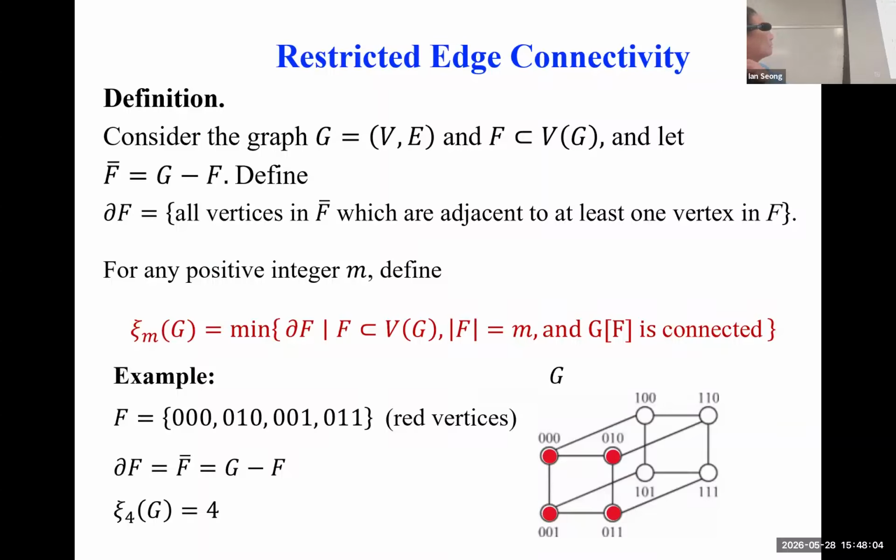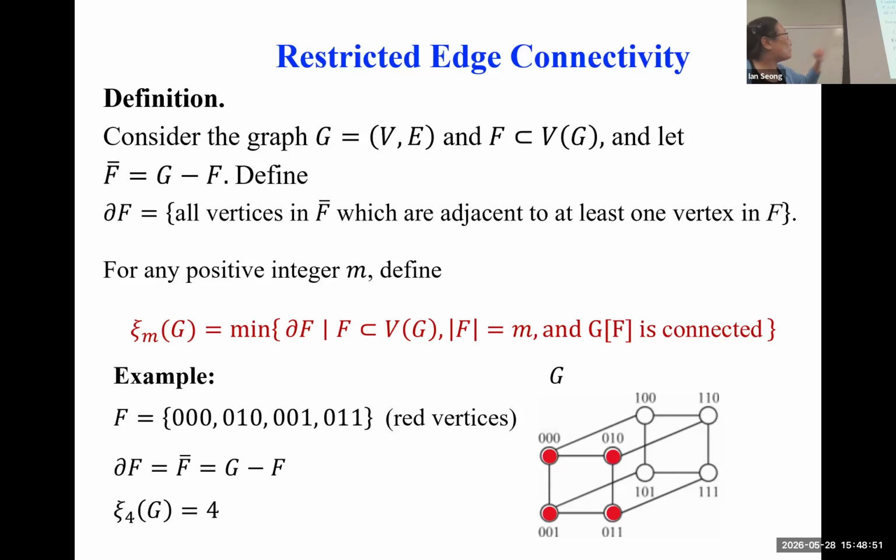To get those numbers, there is a related number to lambda M. We take a subset of vertices F, and then take the rest, G minus F. The partial F is all the vertices in F bar which are adjacent to at least one vertex in F. So if my F is these 4 vertices here, and F bar is the white vertices, the partial set is all the vertices adjacent to at least one of the vertices in F. So all 4 of them.